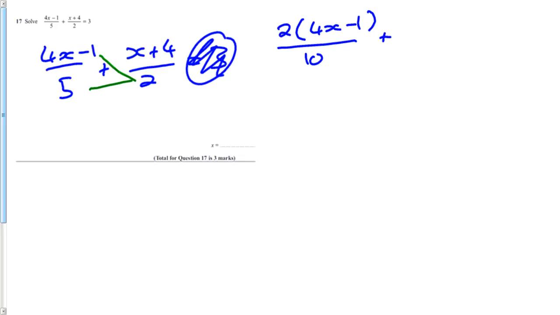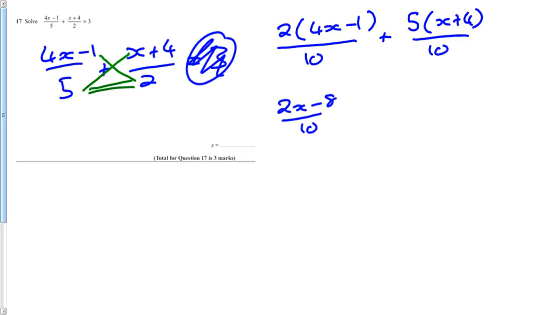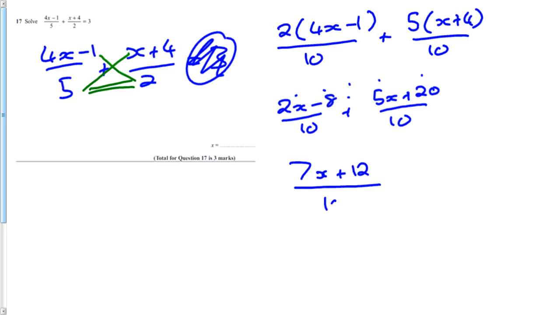I'm then going to cross multiply, so I'm going to do 5 lots of this, and 5 lots of that. So it's going to be 5 lots of x plus 4, and it's going to be 5 lots of 2, which is 10. That's going to be worth 1 mark. You've then got to multiply out the brackets, so we get 2x minus 8 over 10 plus 5x plus 20 over 10, which if we simplify that, 2x plus 5x is 7x, minus 8 plus 20 is going to be plus 12. So we get 7x plus 12 over 10. And that's what we get if we simplify the left-hand side.